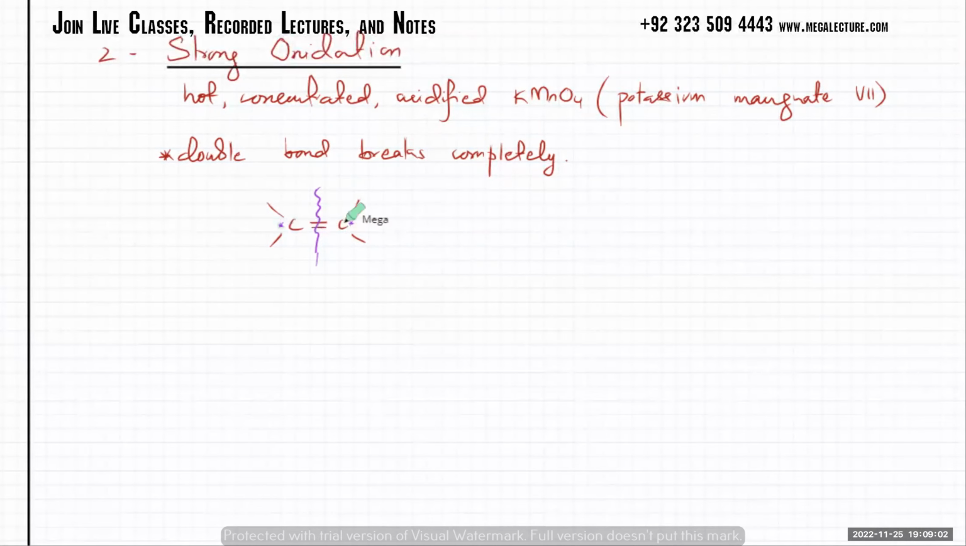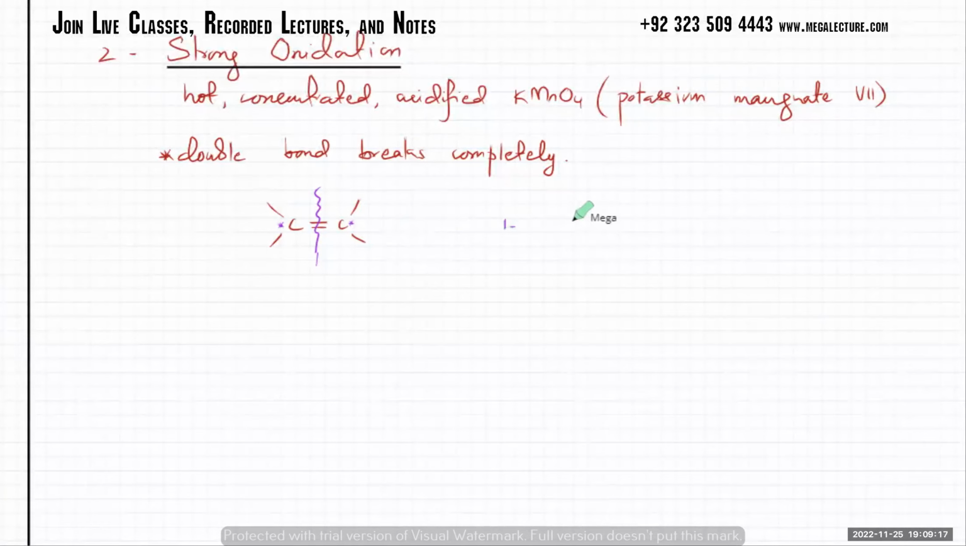Something will happen to these two carbon atoms. They're going to get oxidized. The rest of the molecule remains exactly the same. We don't care about the rest of the molecule. It's the double bonded carbon atoms that will undergo a very specific change. And that changes in three scenarios.